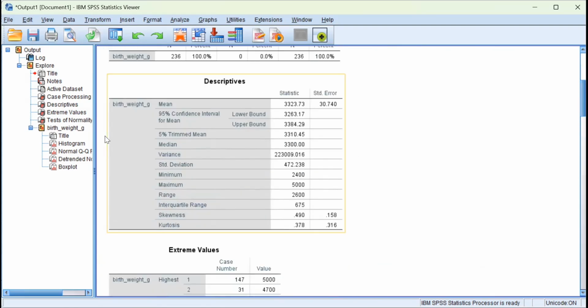Another way is just to compare the mean with the 5% trim mean. So our mean is 3,323 and the 5% trim mean is 3,310. So the difference is just about 20 grams, which is not that big. If it was about 100 grams, then it would mean that these outliers can actually affect your result. But since the gap between the 5% trimmed mean and the mean is not that wide, it means that you can allow it. You mustn't even go replacing them with the mean. You can just allow those ones there.